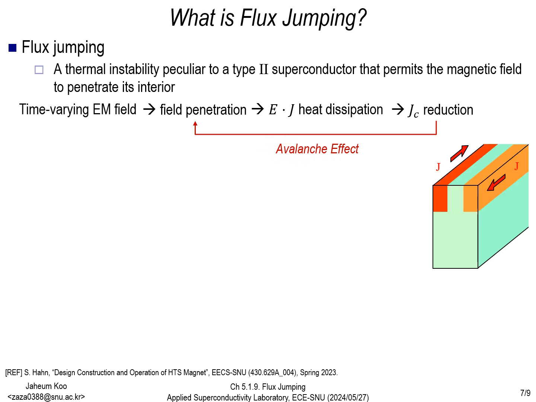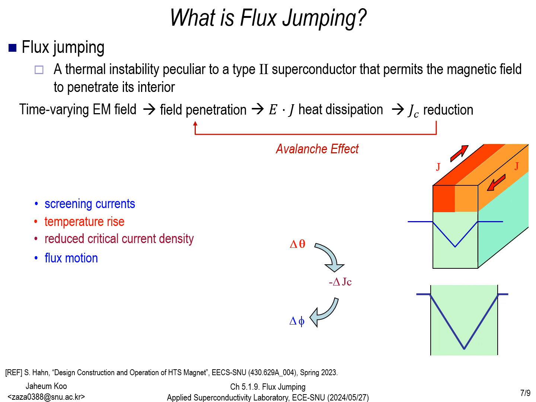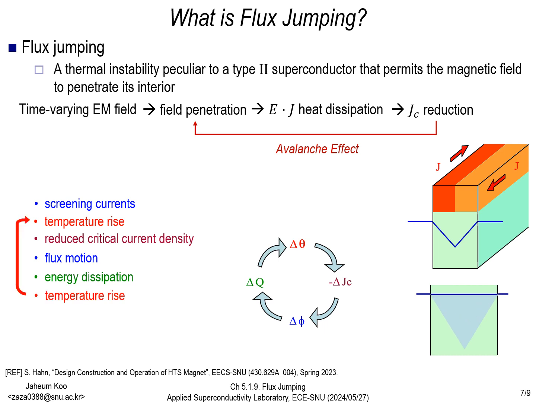When a screening current is generated, it causes the temperature to rise. As the temperature increases, the critical current density decreases, as previously discussed. This reduction in critical current density leads to more flux motion, which in turn generates additional heat, further increasing the temperature. This avalanche effect refers to a rapid, uncontrolled increase in the movement of fluxoids, which exacerbates heating and further reduces the critical current density, leading to more severe consequences for the superconducting system.